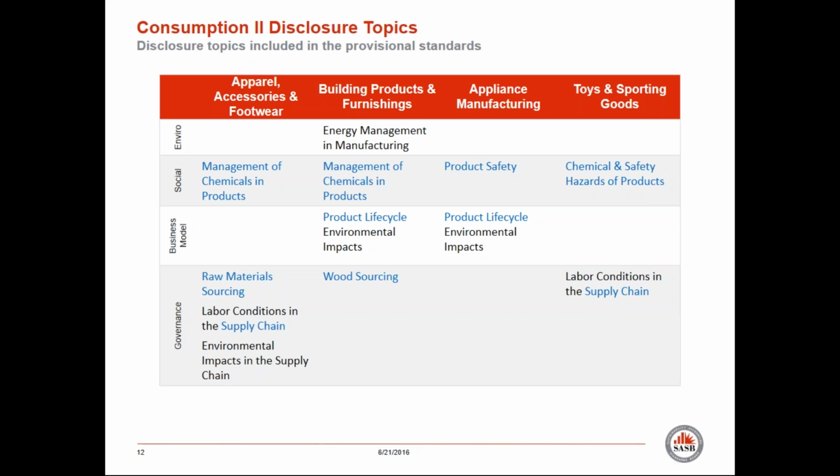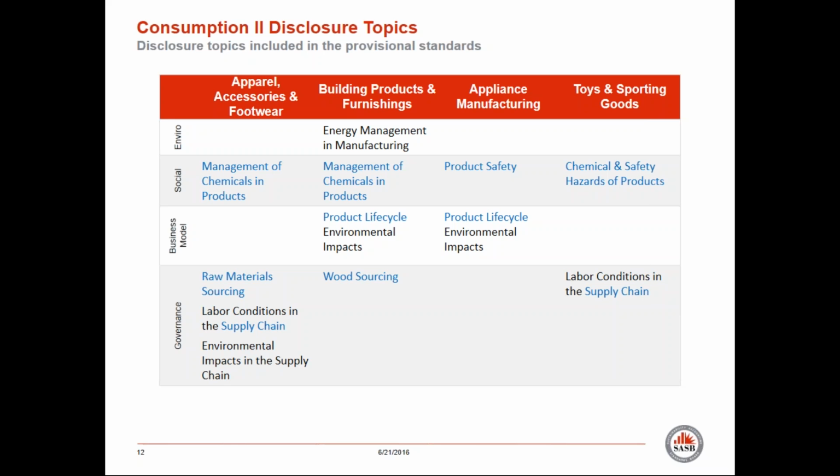So here we have the consumer goods side of the sector. We have apparel, accessories and footwear, building products and furnishings, appliance manufacturing, and toys and sporting goods. And there are 3 main themes here. So we have chemicals and products, like I mentioned before, has to do with customer awareness and also safety and hazards of products, especially in the toys and sporting goods, as well as appliances industry.